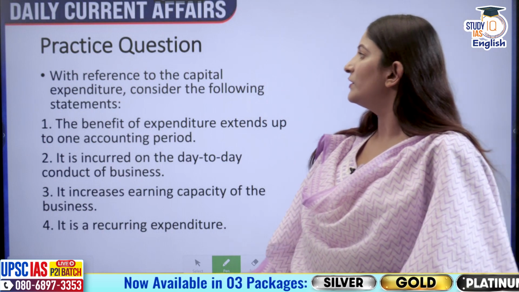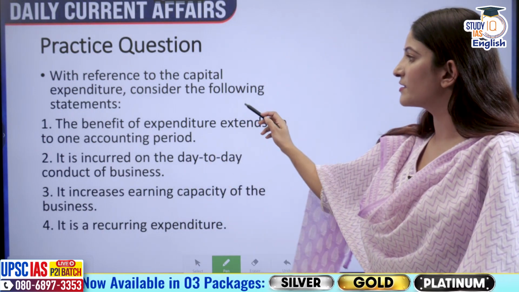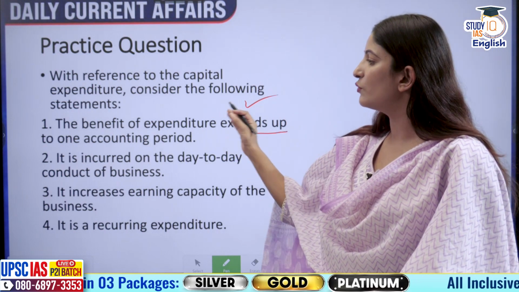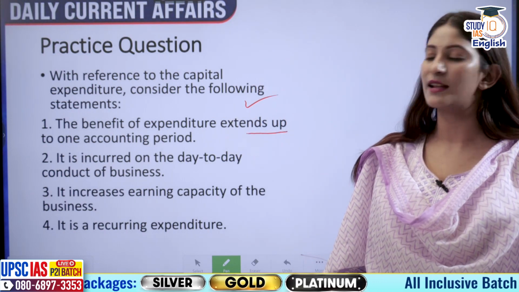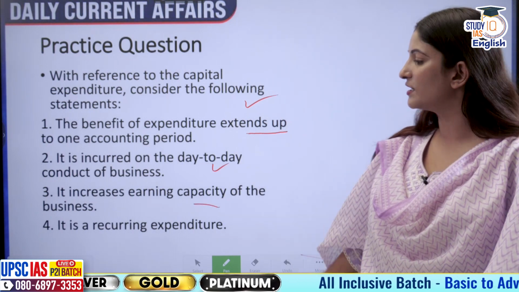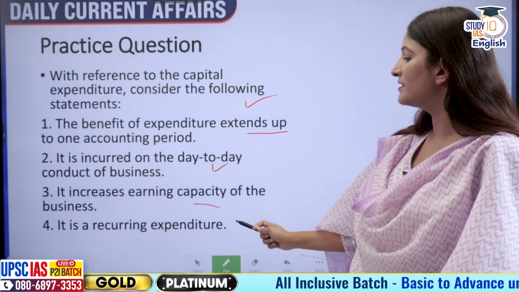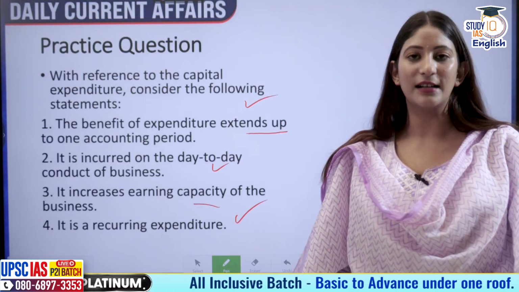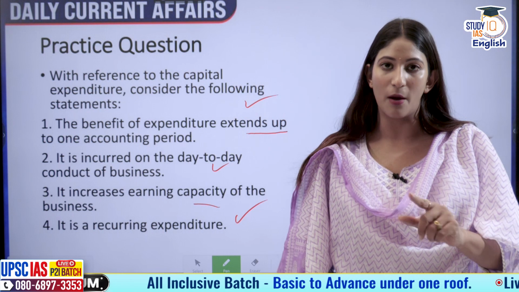Alright, moving on. With reference to capital expenditure, consider the following statements. The benefit of expenditure extends up to one accounting period. It is incurred on the day-to-day conduct of business. It increases the earning capacity of business, and it is a recurring expenditure. We have to see how many of the above statements are correct. You have to tell me about it in the comment section.